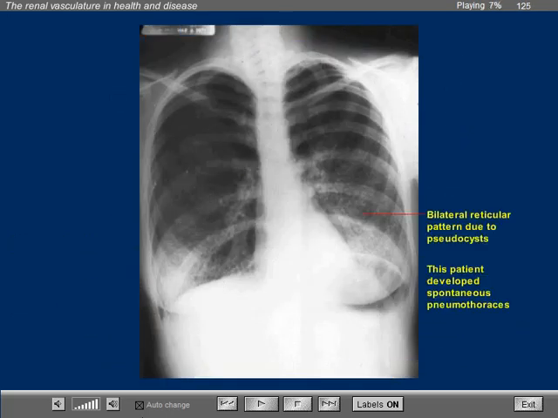This patient had a bilateral reticular pattern in the lungs and developed spontaneous pneumothoraces. This radiographic pattern is similar to what one may see with conditions that produce a diffuse reticular pattern, such as scleroderma, sarcoidosis, end-stage fibrosing alveolitis, etc.